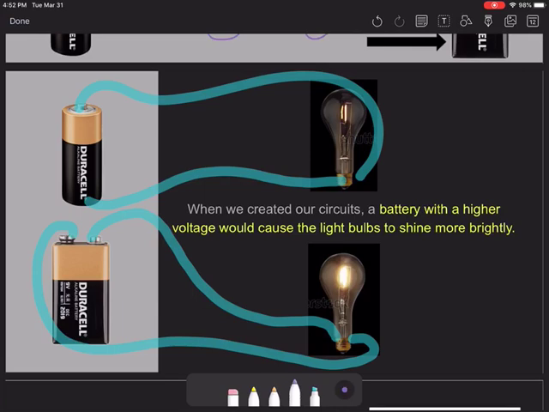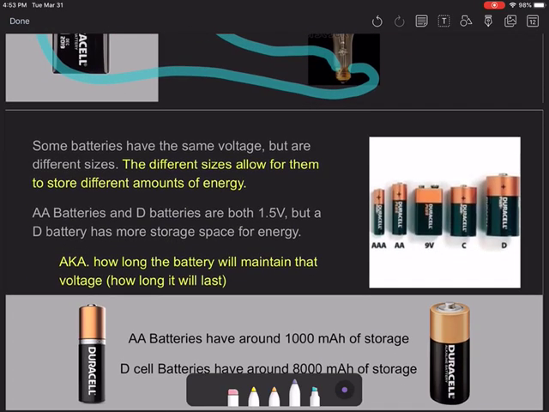The reason being is that this voltage is 1.5, whereas this voltage is 9. The battery with the higher voltage is having that stronger push, causing the electrons to travel faster through the circuit, which causes this light bulb to shine more brightly. So obviously a battery with a higher voltage will cause the light to shine more brightly, which is why you might want batteries with different voltages. But again, back to the question, why would you want different types of batteries if they have the same voltage?